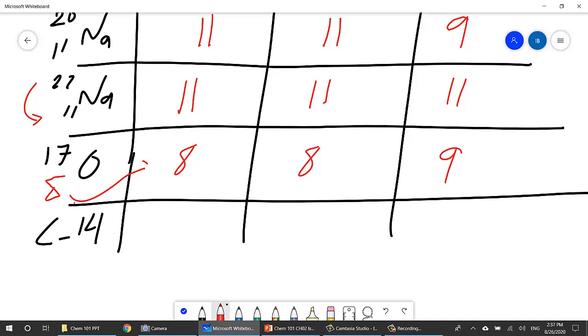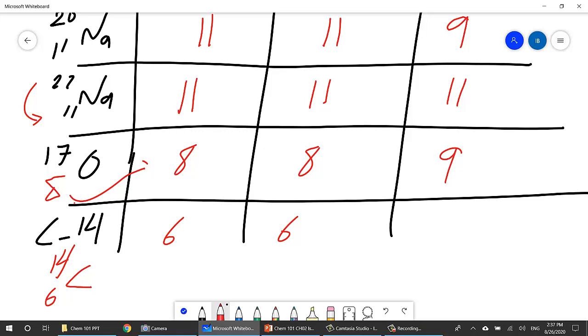And finally, C-14. When you say C-14, that's the atomic mass. You check the periodic table, you will see that carbon has an atomic number of 6, and therefore there are 6 electrons, 6 protons, and 14 neutrons. No, that's wrong. That's a mistake that people make all the time. They think the atomic mass is equal to the number of neutrons.